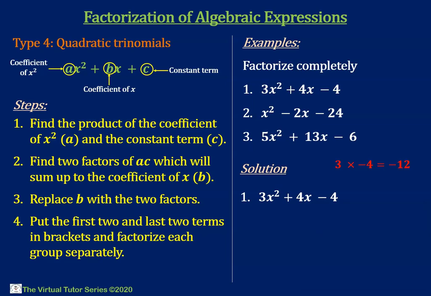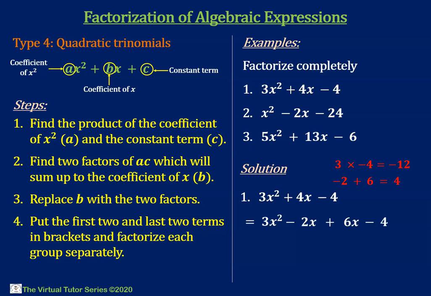The second step is to find two factors of -12, which will sum up to the coefficient of x. The coefficient of x is 4, and two factors of -12, which will sum up to 4, are -2 and 6. The third step is to put -2 and 6 in place of 4. This produces 3x squared minus 2x plus 6x minus 4.